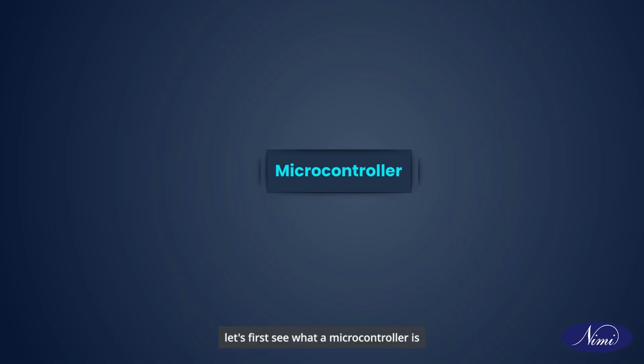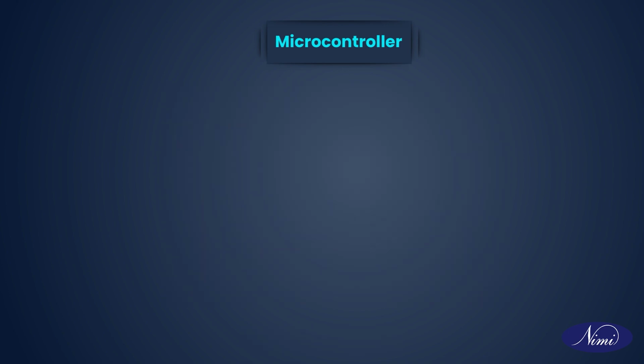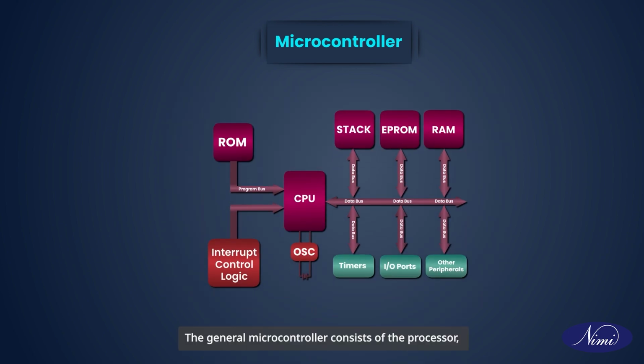Let's first see what a microcontroller is. A microcontroller is a small and low-cost microcomputer which is designed to perform the specific tasks of embedded systems. The general microcontroller consists of the processor, the memory, which includes RAM, ROM, EEPROM, serial ports, peripherals like timers, counters, etc.